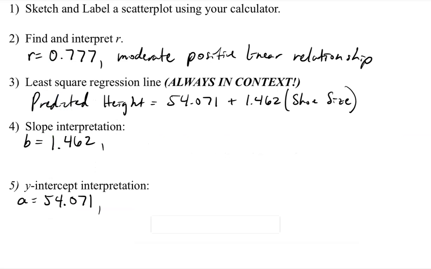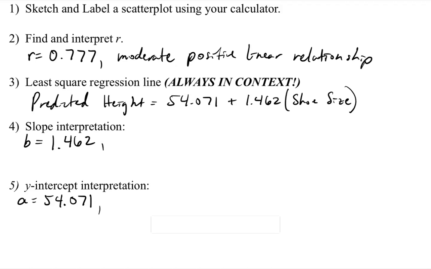Okay. I got A and B as well as R. A is 54.071, B is 1.462 using the calculator. Put them together. Your Y hat is your predicted height, because that was the Y. So we're trying to see if, based off your shoe size, can I predict your height? That was the question that we posed when I did this. Based off your shoe size, can I predict your height? How good of a predictor is shoe size for how tall someone is?